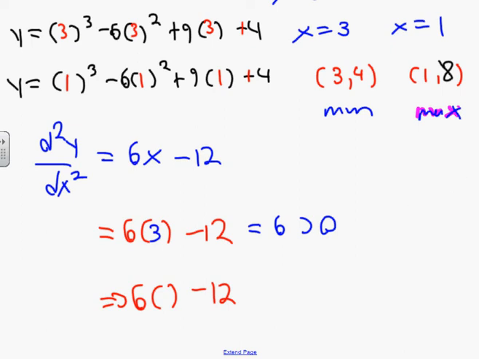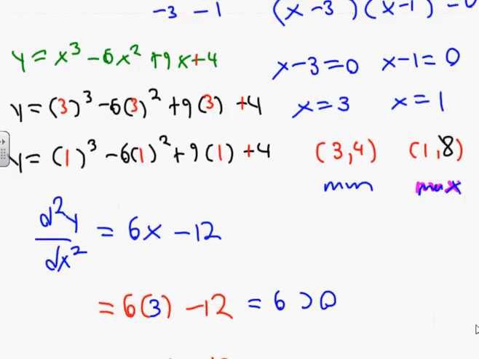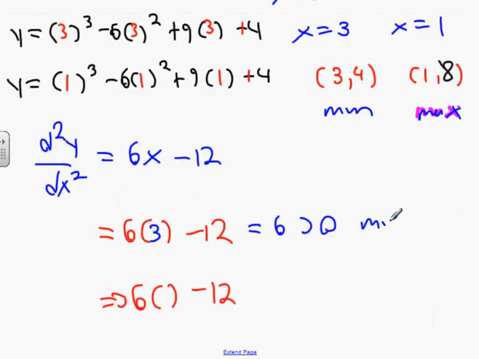If you go back to your very top, if your second derivative is bigger than 0, what does it make it? A minimum. Okay, so it's a minimum. We knew that already though, didn't we? So I'm just having a quick sketch of the graph. What about the other one? 6 times 1 minus 12? Minus 6. Smaller than 0? Maximum. Okay.